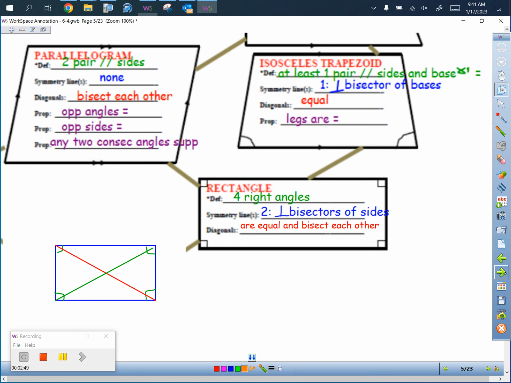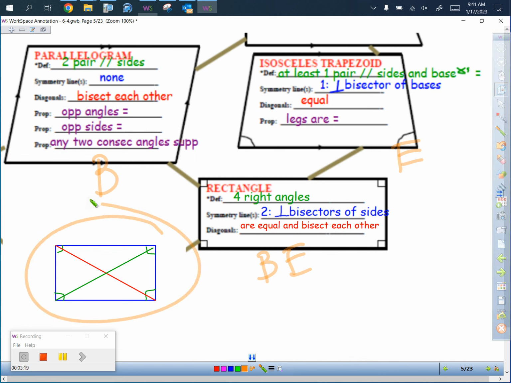To me, the diagonals is almost a freebie if you know peanut butter every day. So this was your bisect each other, these were your equal, and this is your bisect each other and equal, or equal and bisect each other. So let's talk on this guy. Here's the rectangle that I have drawn. I've got a red diagonal and I've got a green diagonal.